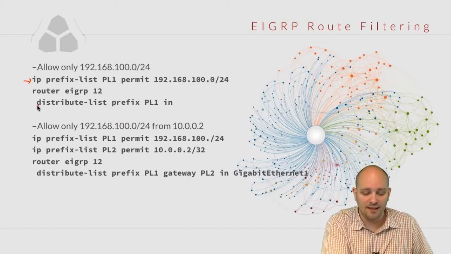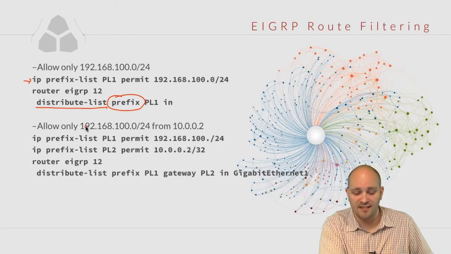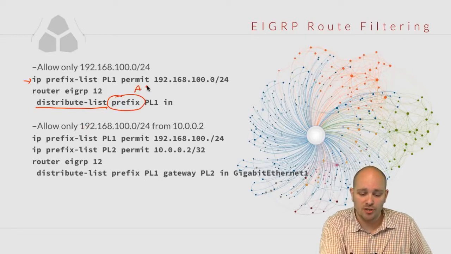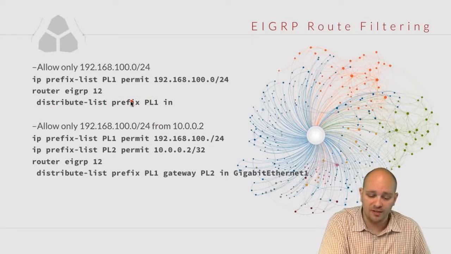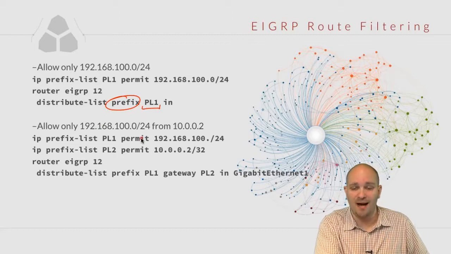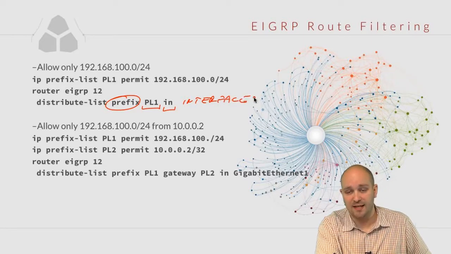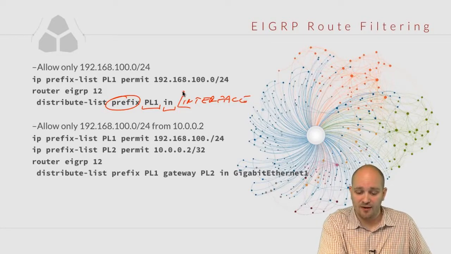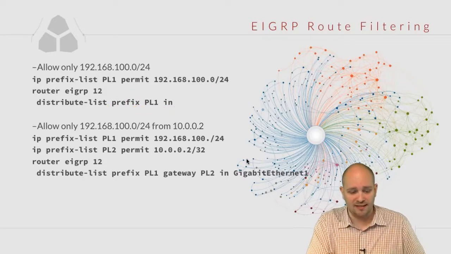Now, keep in mind that if you use the distribute list and you just specify the name here, you are actually going to be specifying the access list. If you want to use the prefix list, you have to use the keyword prefix, followed by the name, followed by direction, and optionally, you can use the interface here. So we could specify, for example, an interface to filter. So let's take a look at that example.